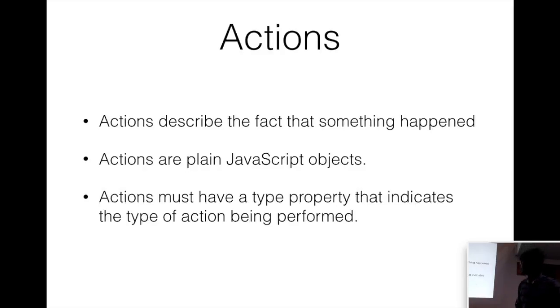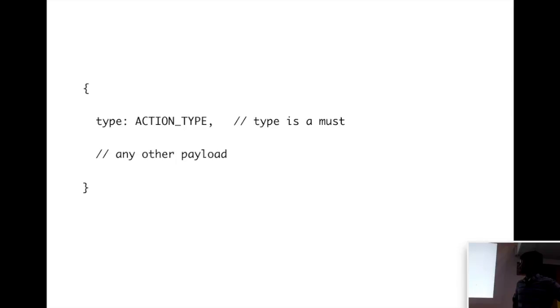And actions are plain JavaScript objects. One requirement is an action object should have the type property. It cannot miss the type property. It should definitely have it, because that is the only way your reducer function can know what type of action has been dispatched. So this is how a typical action object will look like. You will have a type key and the action type, and it will also have any other data or information that you want to pass to your reducer functions. And the type is a must.